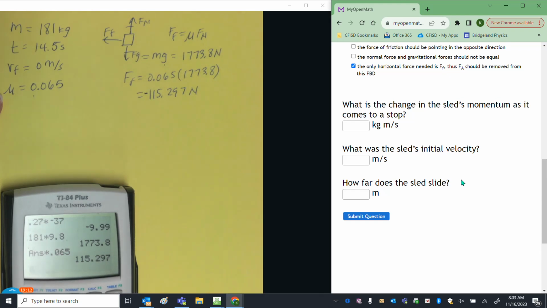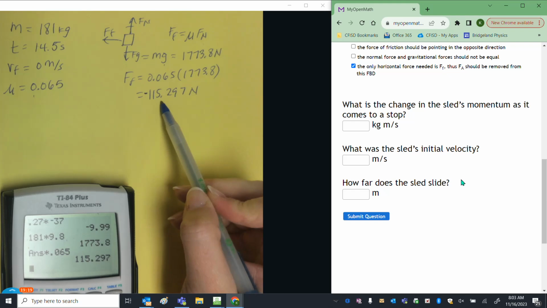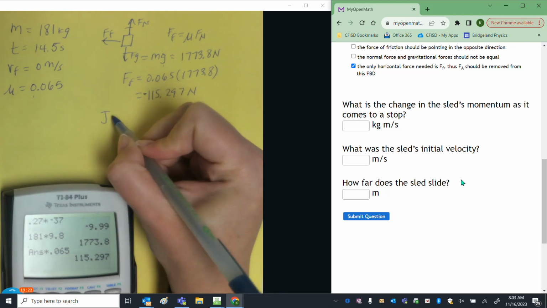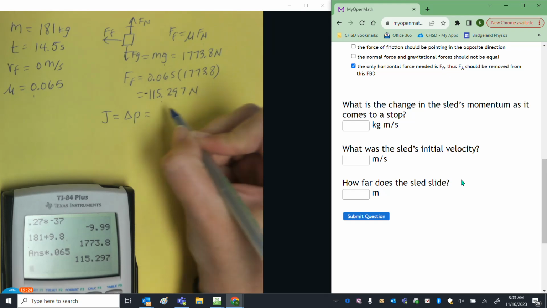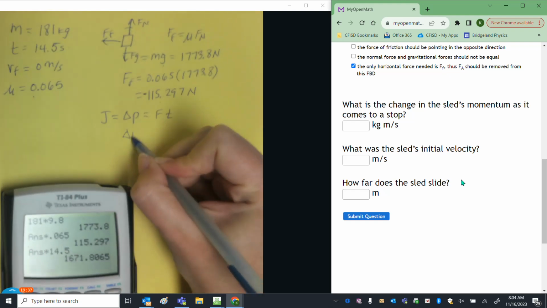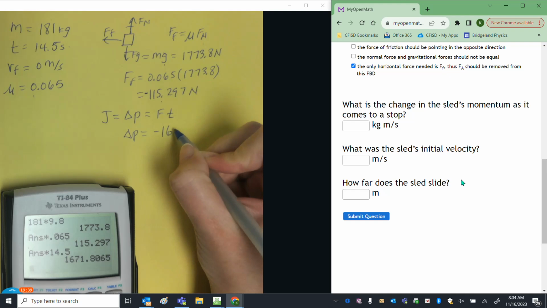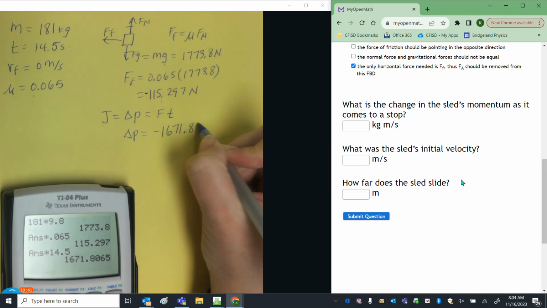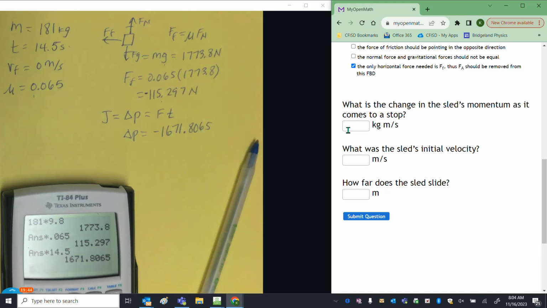And I do want to go ahead and tack a negative sign on in front of it because it's going in the negative direction. It's causing things to slow down. Okay, so now that I have a force, I can multiply it by my time because I know impulse is equal to change in momentum, and both of them are equal to force times time. So we're going to take this force, multiply it by the time, 14.5. My change in momentum will be negative 1,671.8065.